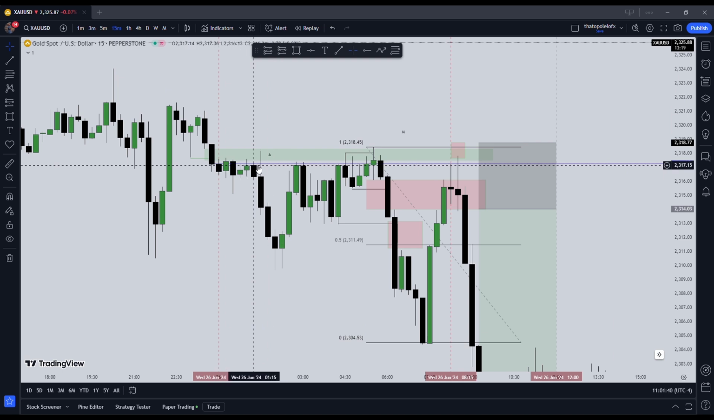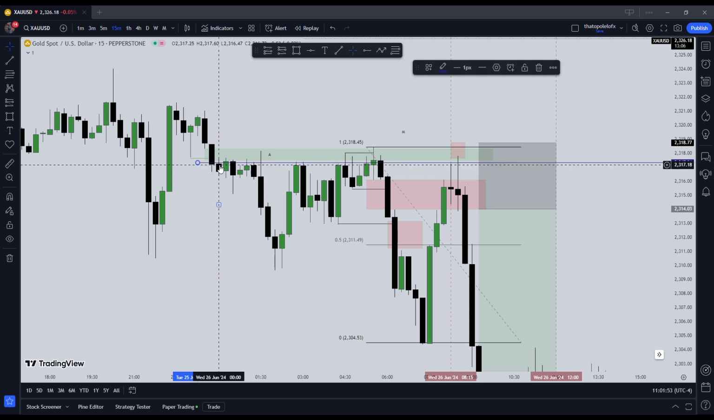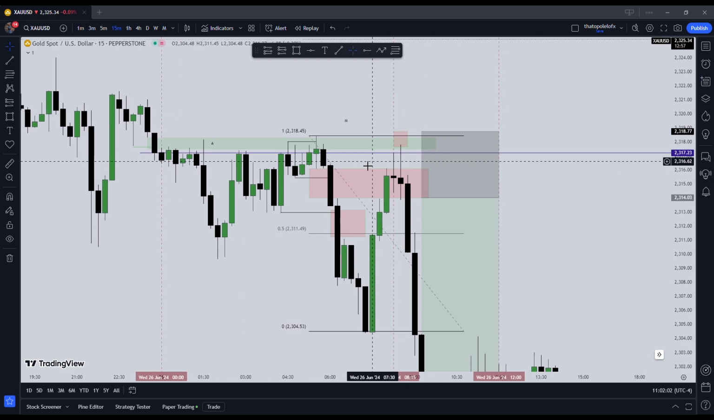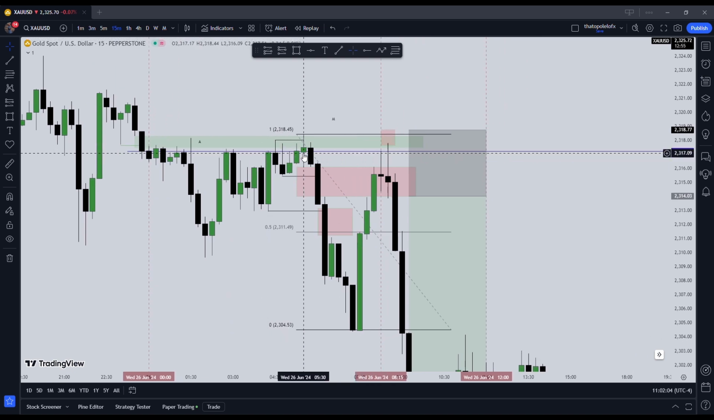Most of the bodies of the candles close below the opening price. Can I get the opening price? This is the open, the close, the high. This candle right here. I want the opening price arrow. Look at how most of these candles, bullish here. This bullish candle even tried to close the body.